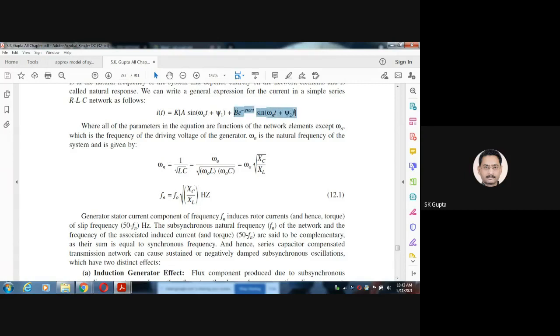When resonance happens, what is the meaning of resonance? When resonance happens, it tries to send the power at that frequency, and that may cause problems in the system.